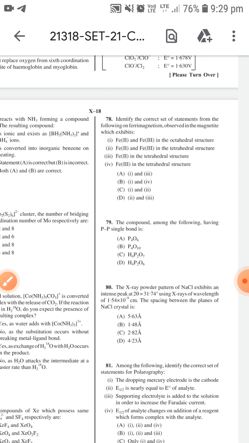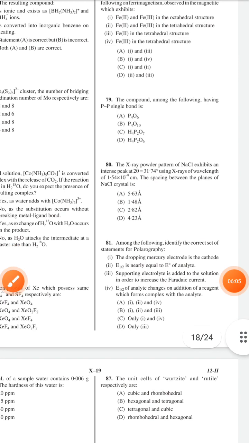Next, 78. Identify the correct set of statements from the following on ferrimagnetism observed in the magnetic material which exhibits it. There are 4 options, and here the correct option is option B. 1 and 4 are correct.